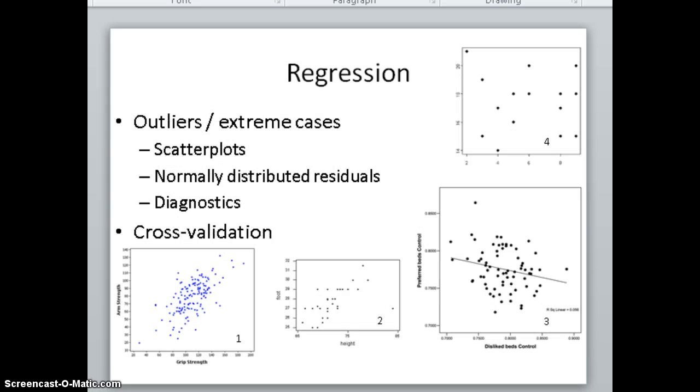When we conduct a regression, we also want to make sure our residuals are normally distributed.